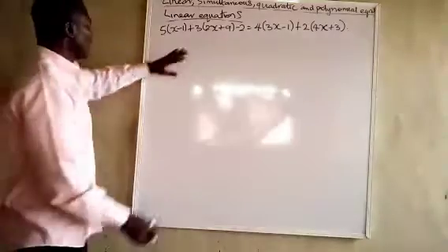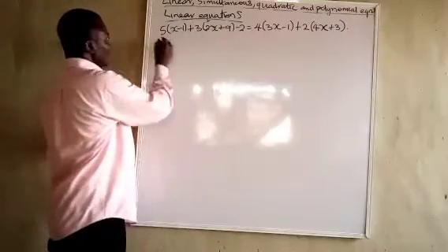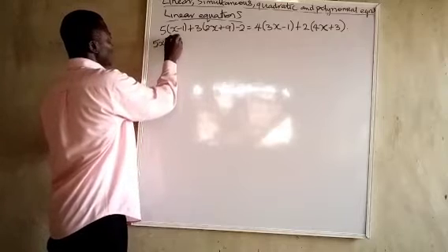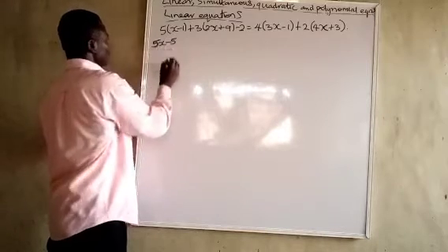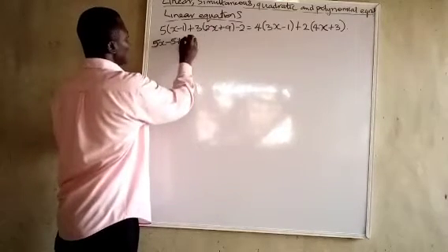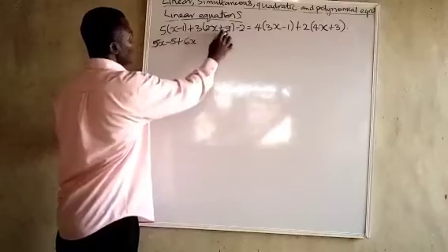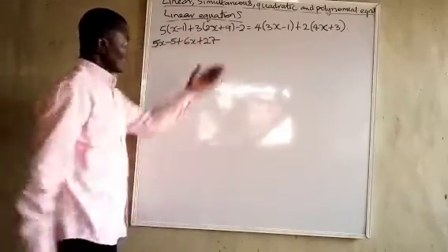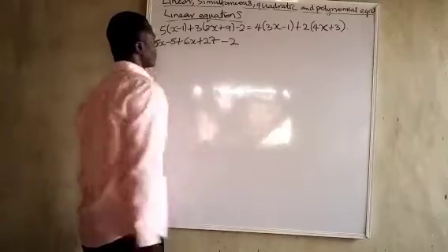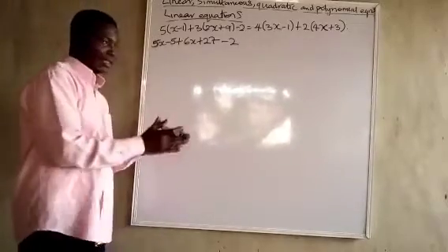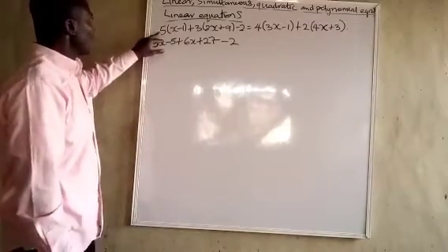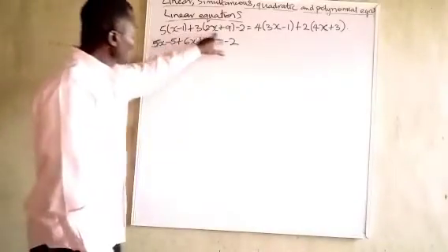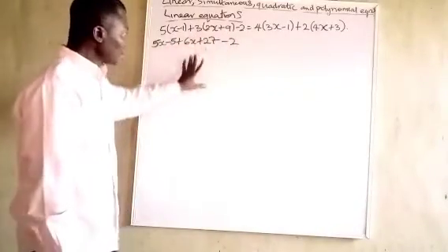Now, for this one, I have to expand. So I have 5 into x minus 1, that is 5x minus 5, plus 3 into 2x, that's 6x, 3 into 9, that is 27, minus 2. Now, please, I want you to understand, when you are opening a bracket, whatever that is outside, you must use it to multiply everything that is within the brackets.